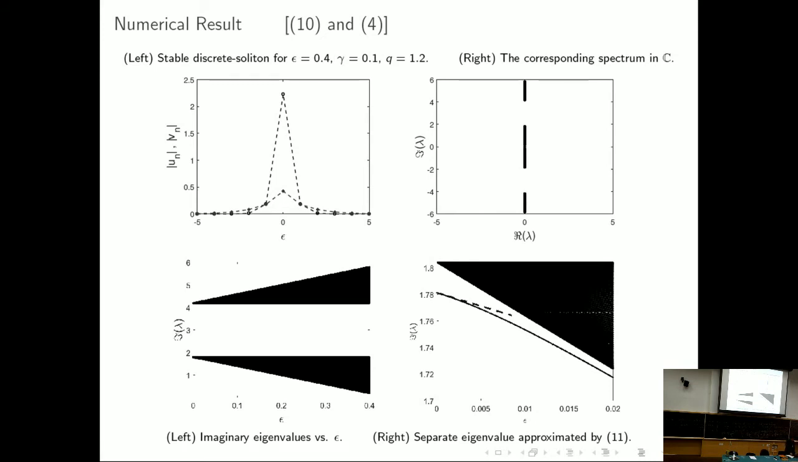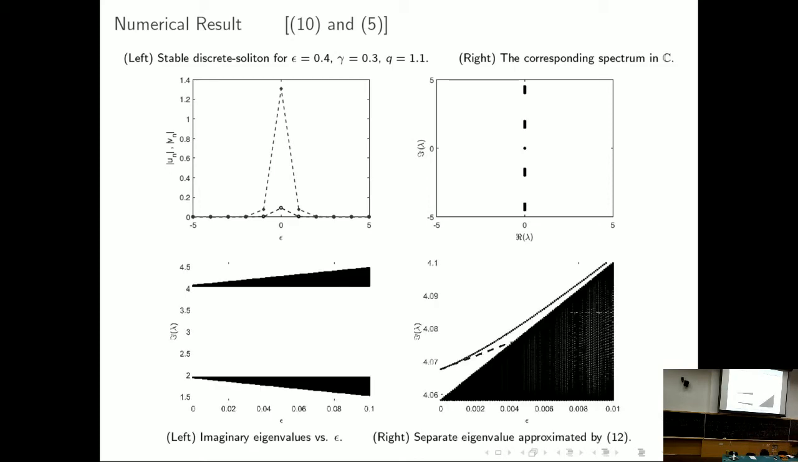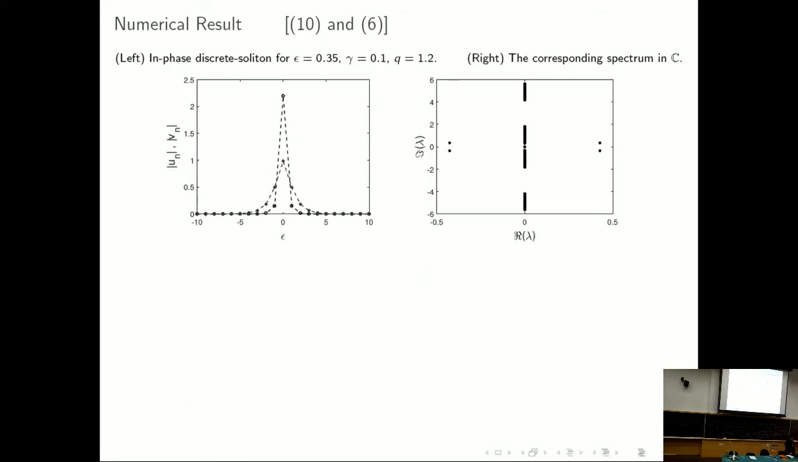Okay, the other cases are relatively similar. We take a different solution, and in a similar case we also observe that the eigenvalues change as we increase epsilon. Again, it's not accurate because of the perturbation method.